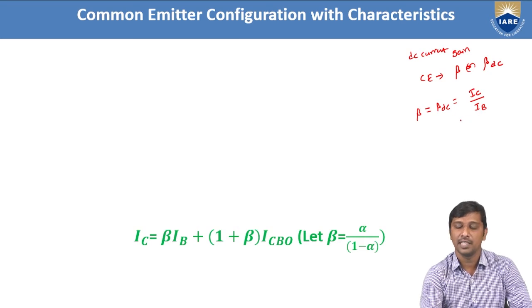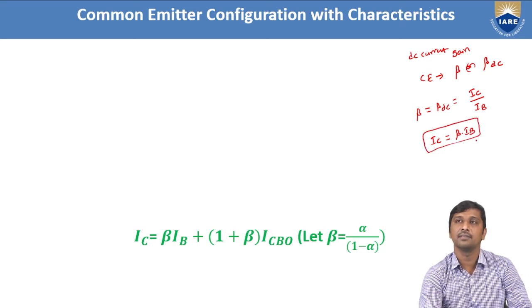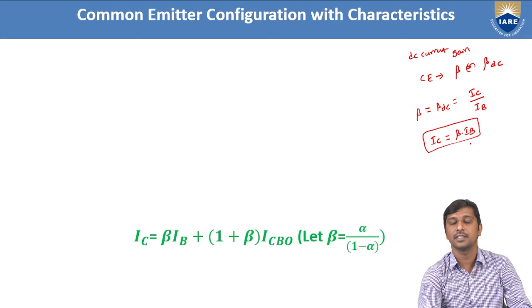So from this, we define the relation of the output current with respect to the input current: IC is equal to beta times IB. Here I am not considering the reverse saturation current. I consider only the majority charge carrier current.